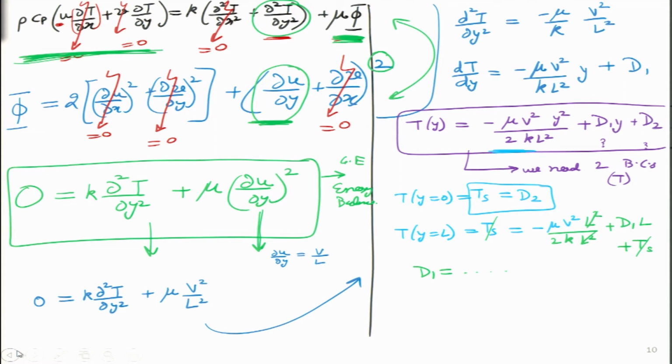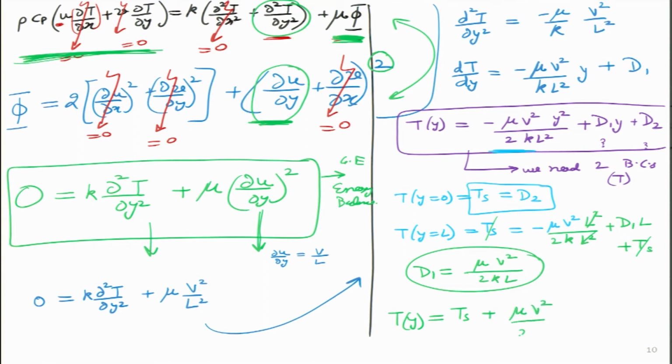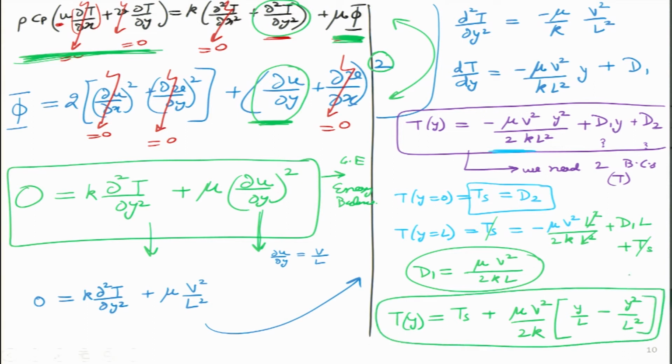So, let me see, d1 value turns out to be something like mu v square by 2 k L. Please check this expression, and then finally, if we plug that in over there, then we get temperature T of y is equals to Ts plus mu v square divided by 2 k into L y by L square minus y square by L square. So, this is the final solution that we were looking for. So, I put a star over here. This is the final solution, and this gives me the temperature throughout that particular fluid.